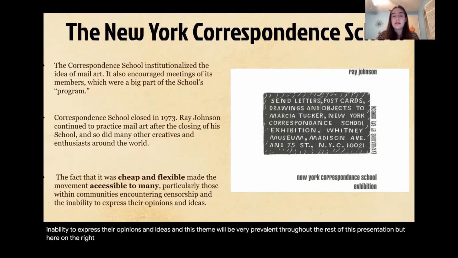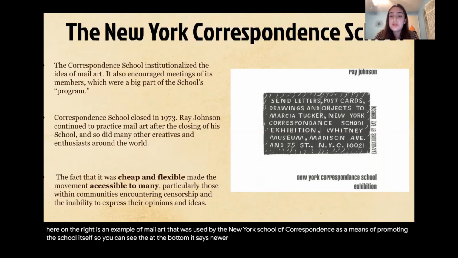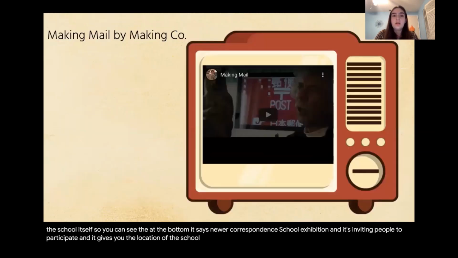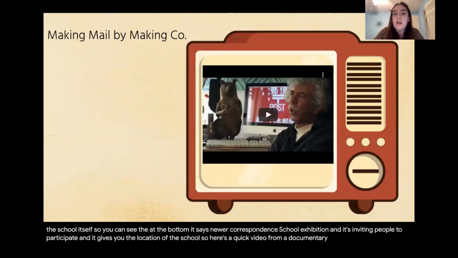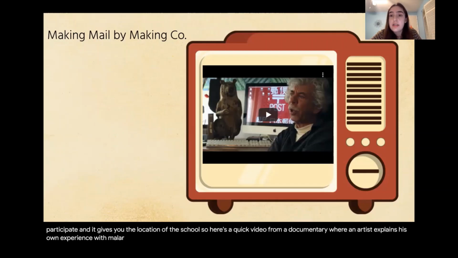But here on the right is an example of mail art that was used by the New York Correspondence School as a means of promoting the school itself. So you can see at the bottom it says New York Correspondence School exhibition, and it's inviting people to participate, and it gives you the location of the school. So here's a quick video from a documentary where an artist explains his own experience with mail art and his relationship with Ray Johnson.